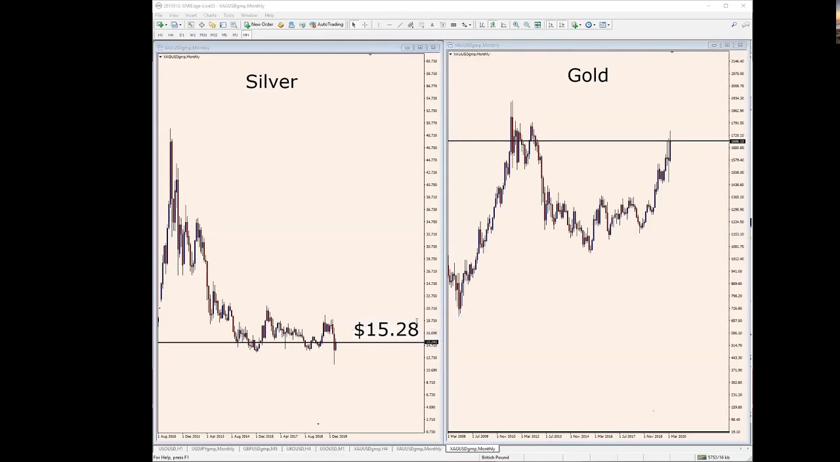$15.28. And gold is 1,680. Now, in this chart, the ground zero is actually at this level, and for gold, the ground zero is over here. Let me do the marking of the ground zero.